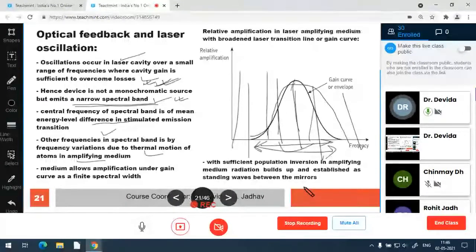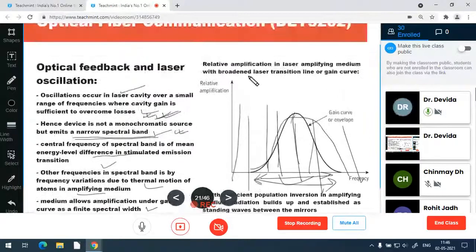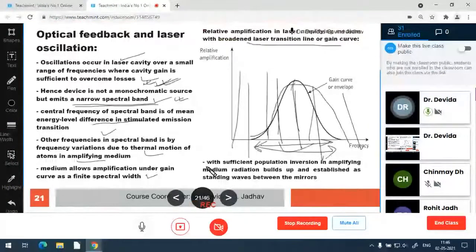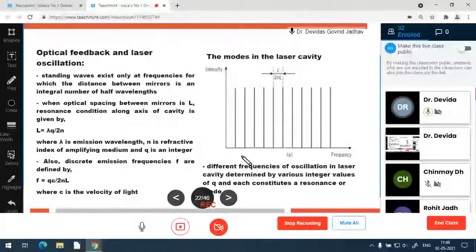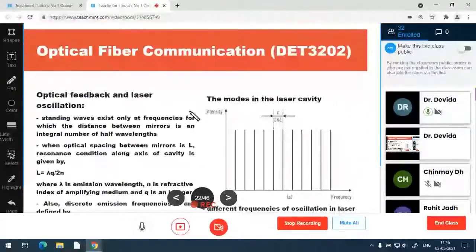The medium allows amplification under the gain curve, which has a finite spectral width, and relative amplification in the laser amplifying medium with the broadened gain curve is shown here. So with sufficient population inversion in the amplifying medium, the radiation is built up and established as a standing wave between the mirrors. Okay. So whenever the mirrors are placed and the photons are oscillating in between them, sustained oscillation is set up, and the standing wave exists.